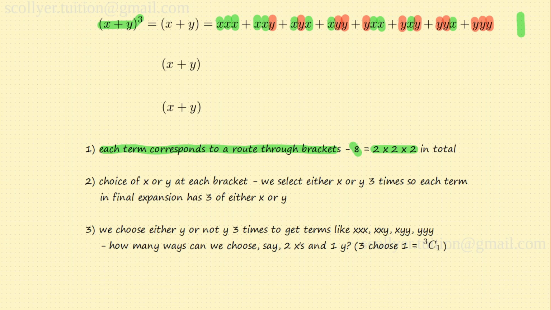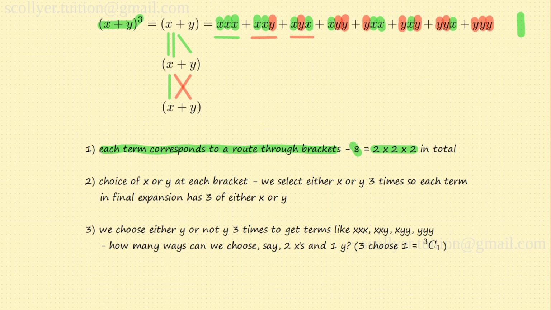So, for example, our first route could be x to x, where we've chosen x at each bracket, and that corresponds to this term. Or we could go x to x and then x to y, which corresponds to this term. Or we could go x to y, y to x, which corresponds to this term, and so on.